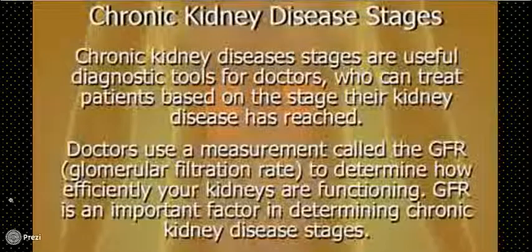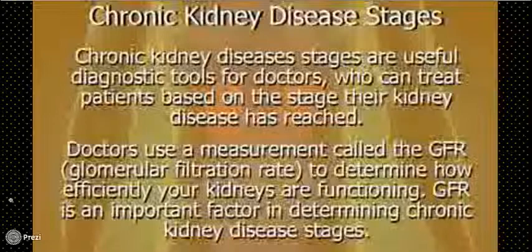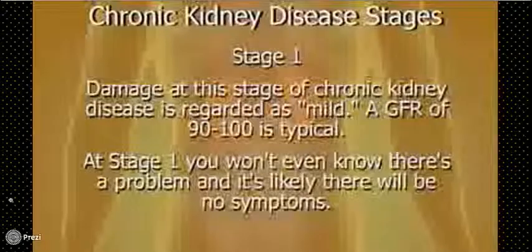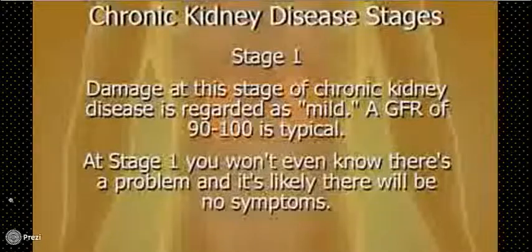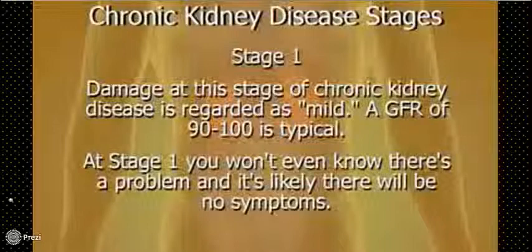Doctors use a measurement called the GFR to determine how efficiently your kidneys are functioning. GFR is an important factor in determining chronic kidney disease stages. Stage 1. Damage at this stage is regarded as mild. A GFR of 90 to 100 is typical. At stage 1, you won't even know there's a problem, and it's likely there will be no symptoms.